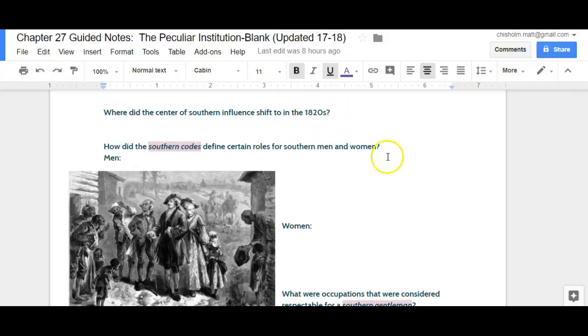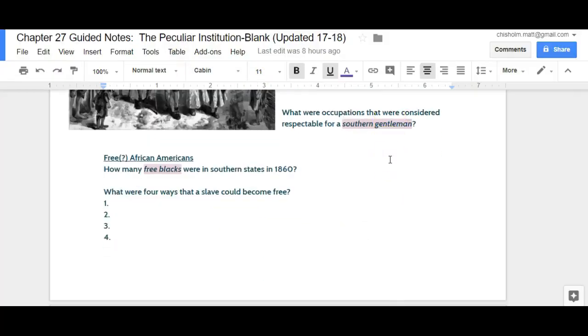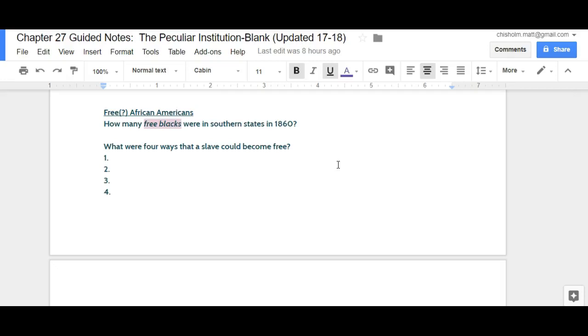All right, next thing we want to talk about here is free African Americans. So, contrary to maybe what you thought, there were actually 1.5 million free blacks in southern states in 1860. Okay, 1.5 million. That's actually a pretty startling number. I remember when I learned that, I was like, what? 1.5 million? It's a lot. It is. Now, how do they become free?